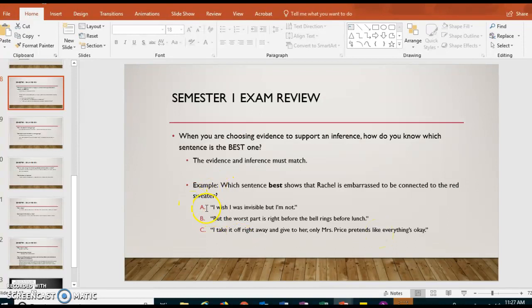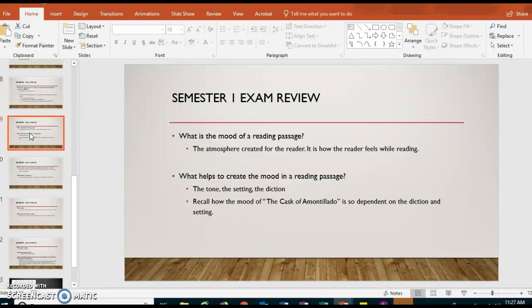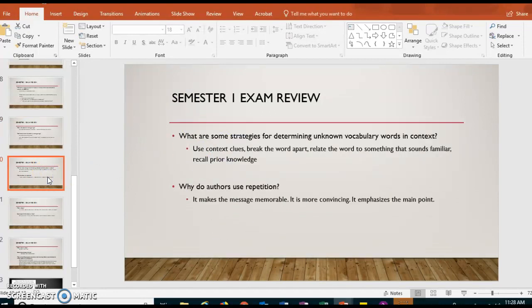I would pick A because to me that is what is saying she's really embarrassed by wearing that, right? So then you're looking at the mood. What is the mood of the passage? That's the tone and the atmosphere that you have, and you can look at that in the setting. Like in The Cask of Amontillado, the tone a lot of times was dark and gloomy because they were down in the catacombs, right? So we're looking at the tone and the mood.